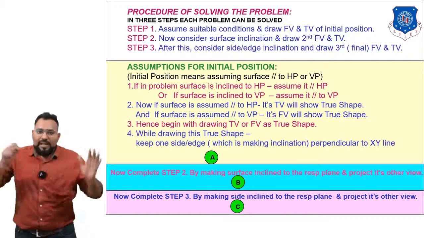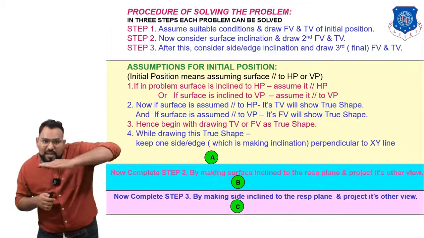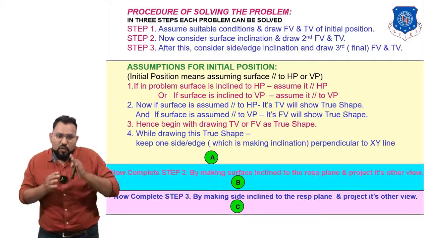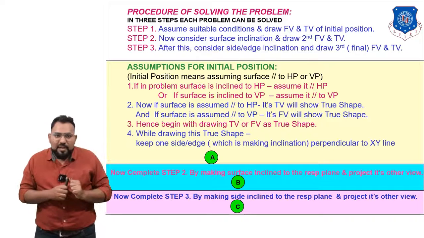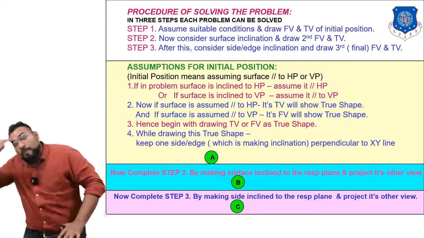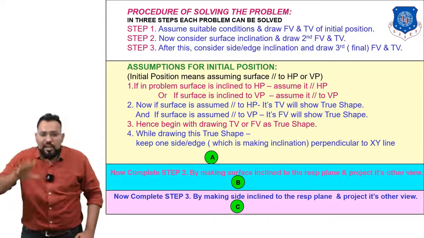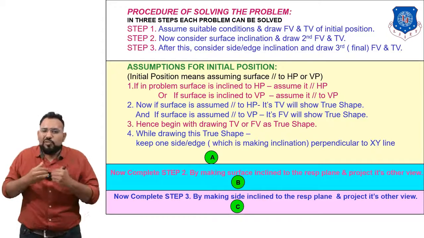Or else, if the example starts with the surface parallel to VP, then in the first stage you draw the projection by considering the surface parallel to VP. In the second stage, which angle do you take? You take the VP angle. And in the third stage, which angle do you take? You take the HP angle. So just remember these two things and you will solve any problem.